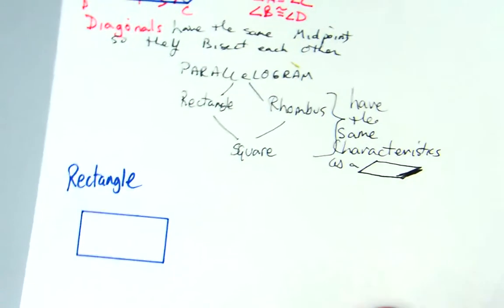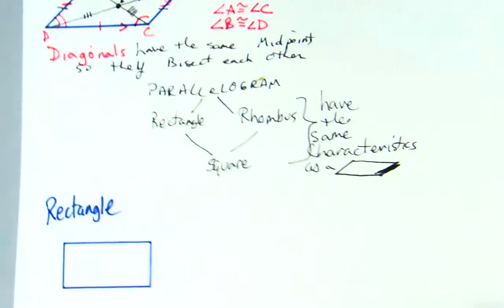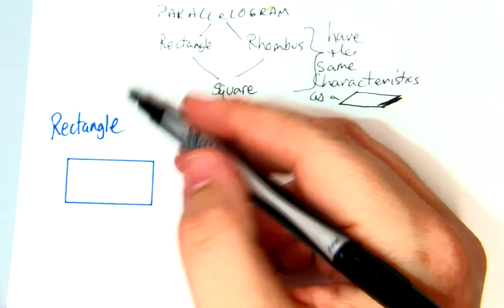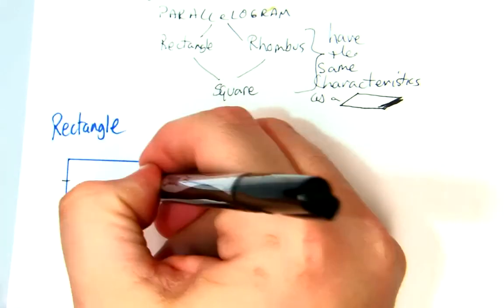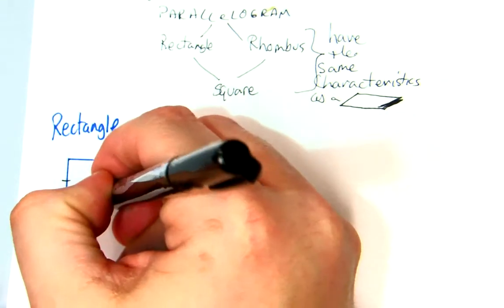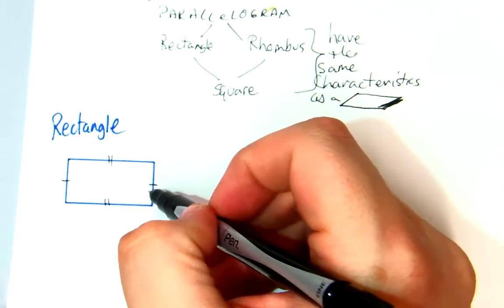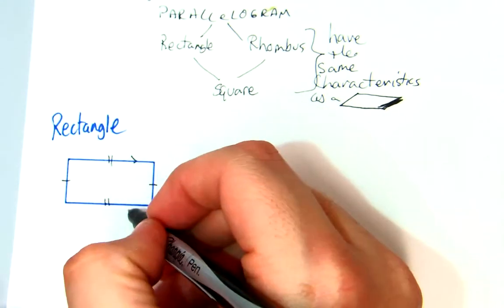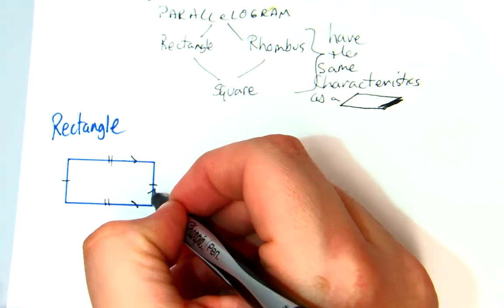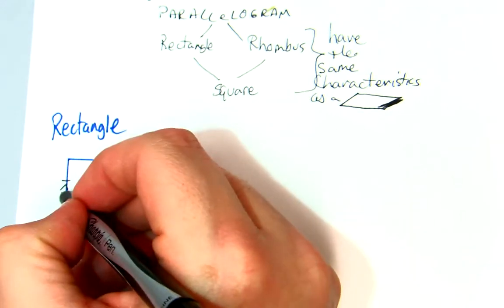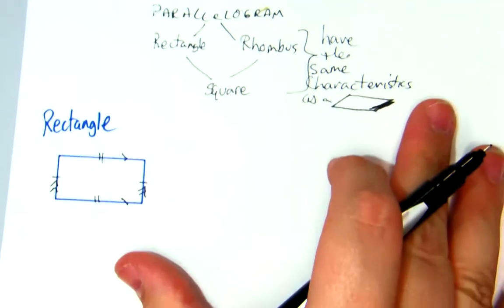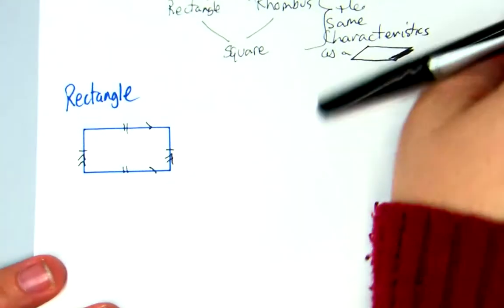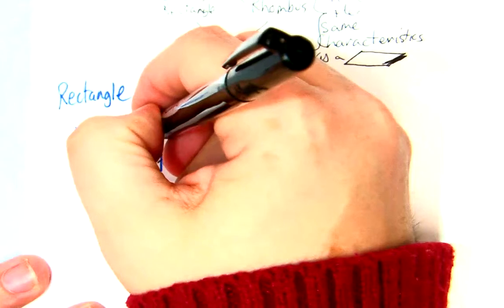So for rectangles, what we want to do is highlight what's different. Because we know that that side's congruent to that side, and that side's congruent to that side. This angle is congruent to this angle, that angle is congruent to that angle. That side is parallel to that side, and that side is parallel to that side. That's all we get because it's a parallelogram. But what do we know about rectangles? What about their angles? They're all 90 degrees.